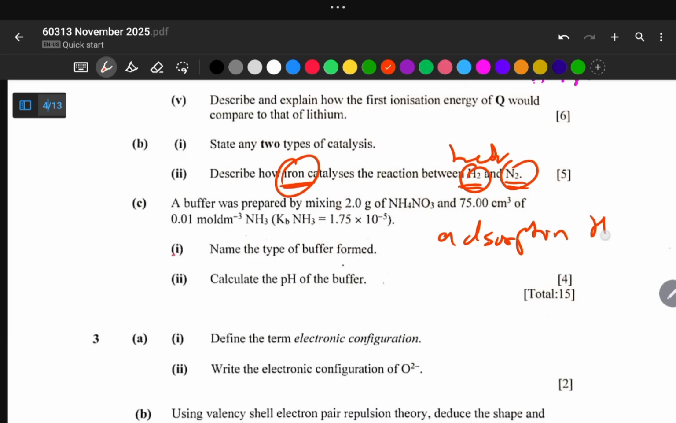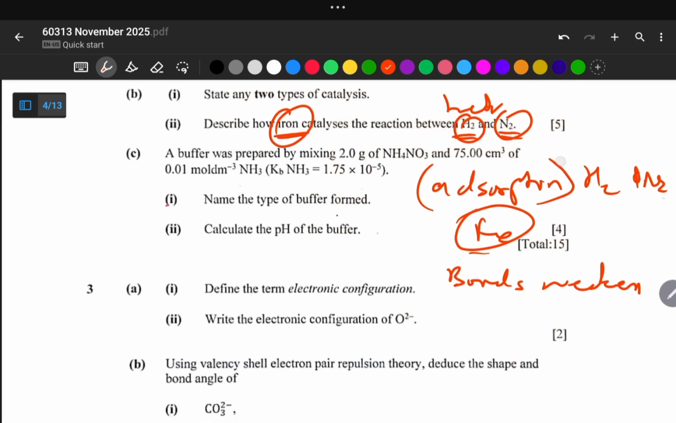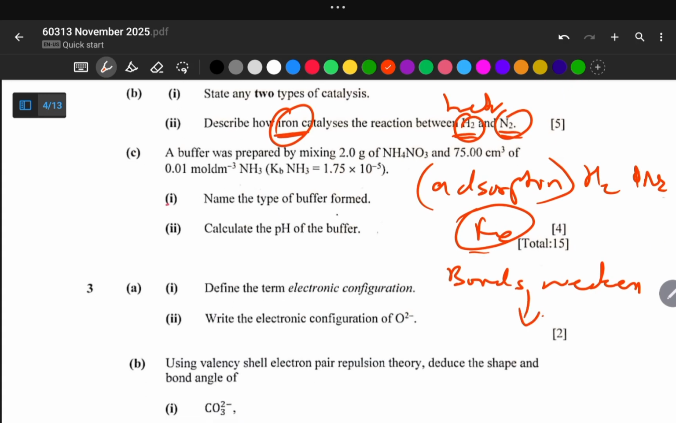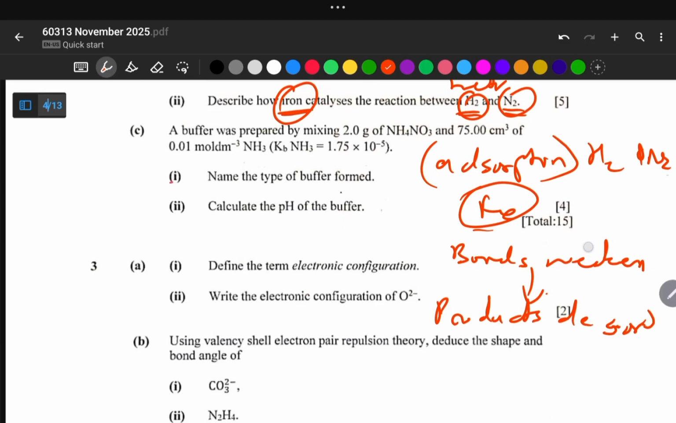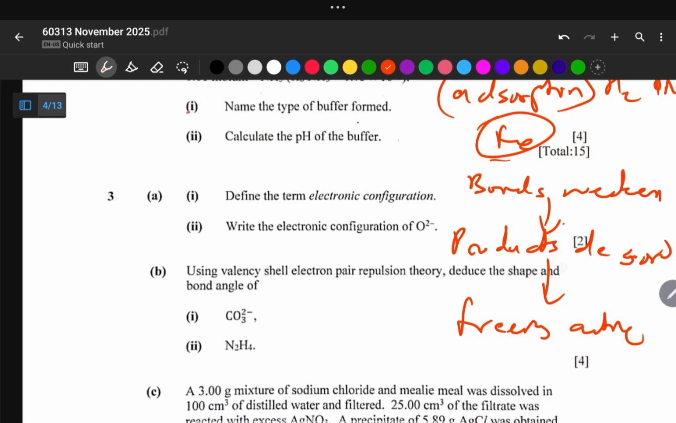of these gases, hydrogen and nitrogen, on the surface of the catalyst, which is our powdered iron, right? So these gases are going to adsorb on the surface of the catalyst, and then we are going to have the weakening of the bonds as they react, right? Afterwards the product is detached, the detachment of the products from the active site, so thereby we're going to have the freeing of active sites for other reactants, right?